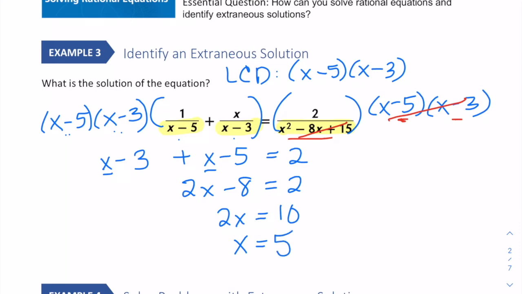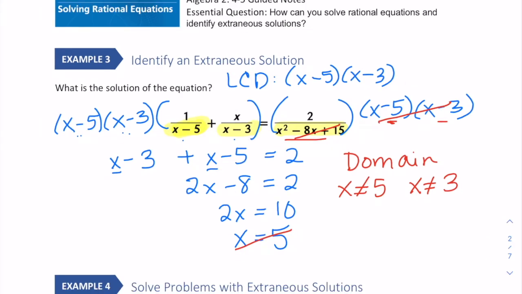5. But remember, there is a restriction in this problem, where we said that x minus 5 is in the denominator and x minus 3. So we know, I'm going to put this in red, that the domain was restricted. So the x could not equal 5, and it could not equal 3. Since we got x equals 5 as a solution, this will not work. This is what we would call an extraneous solution.